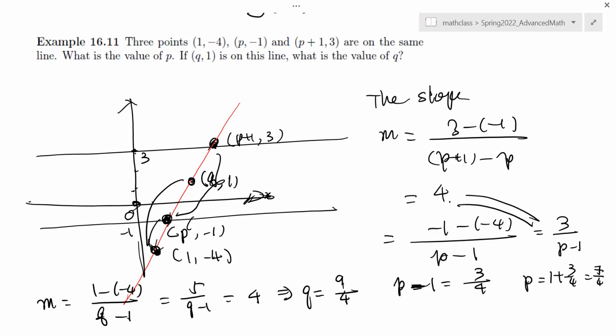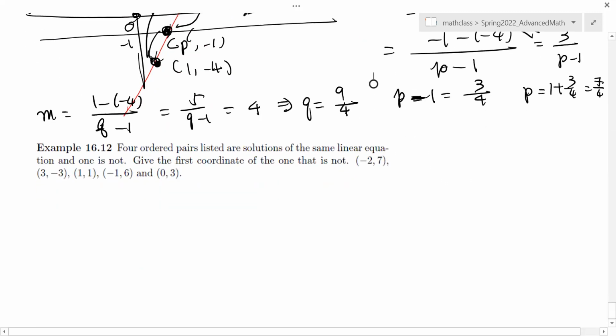So the key idea is to find the slope first using a pair of points, each of which actually depends on P, but the difference of their x coordinates is a fixed number, which is 1. So you can find the slope. Then using that, you can find all the values P and Q. Okay. All right. So let's try the next problem.